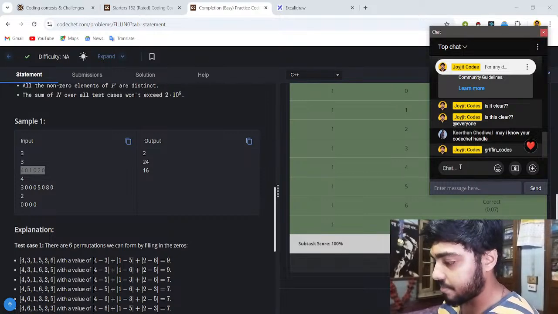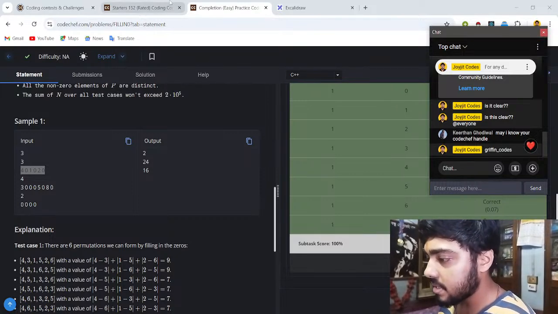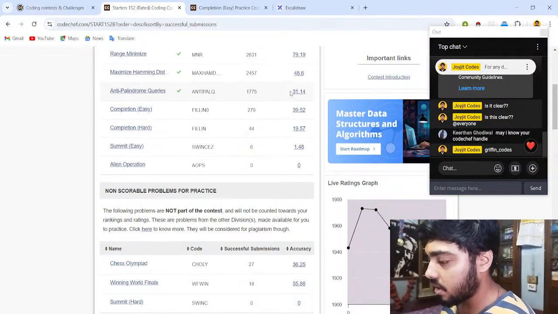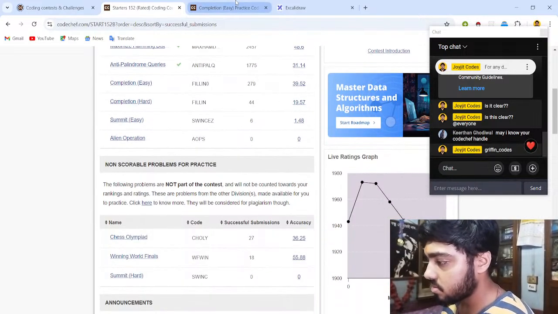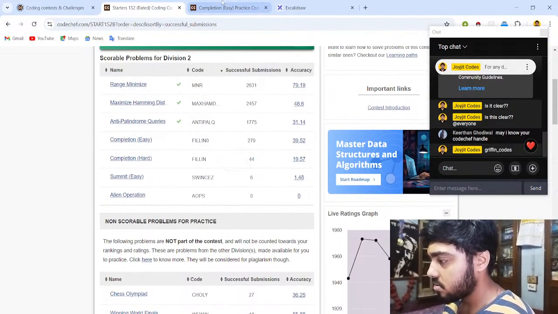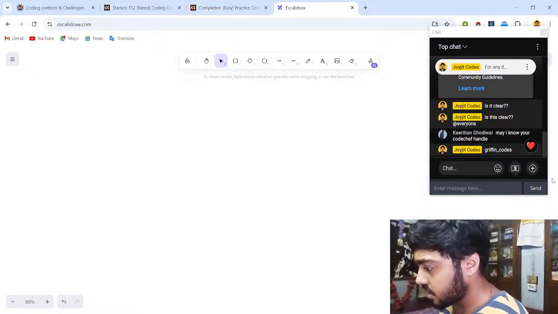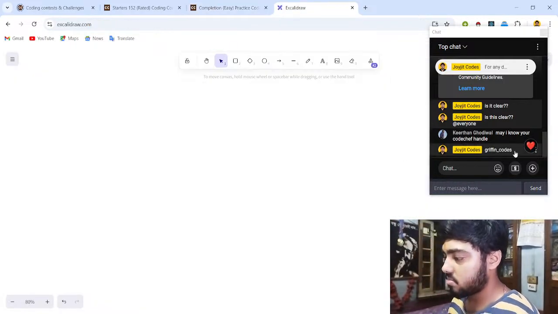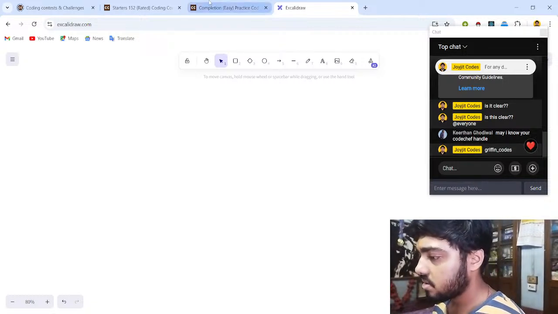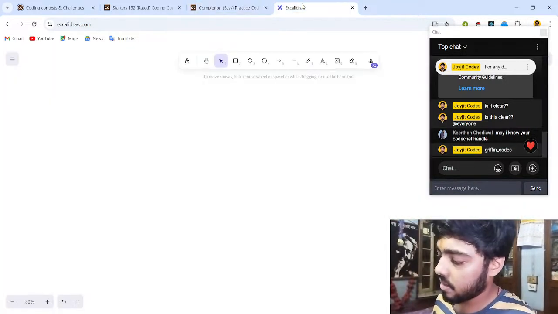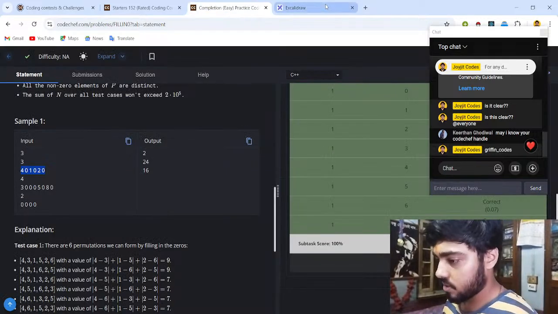This is my Codechef handle. But the contest that I've given is from another account, because I don't use this account anymore, this Griffin codes. I'll use it when I feel like using it. Okay, so that's it.